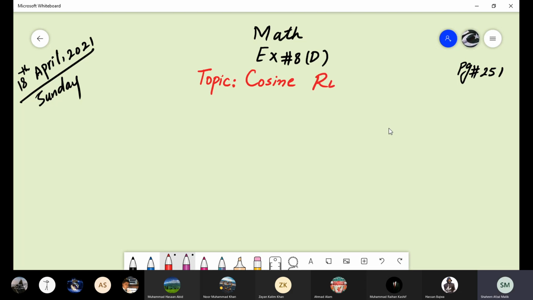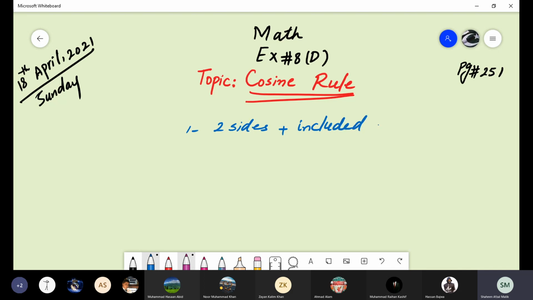And what are the conditions when you apply the cosine rule? Can any one of you tell me? There can be two conditions. Number one, when two sides and the included angle are given, then we can use the cosine rule. And the second condition is when all three sides are given.